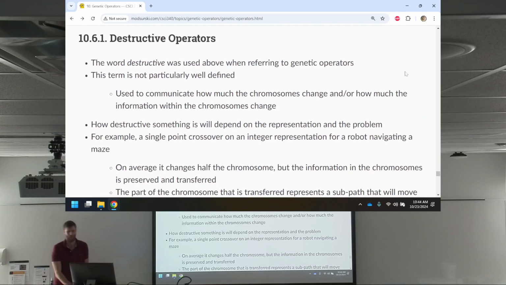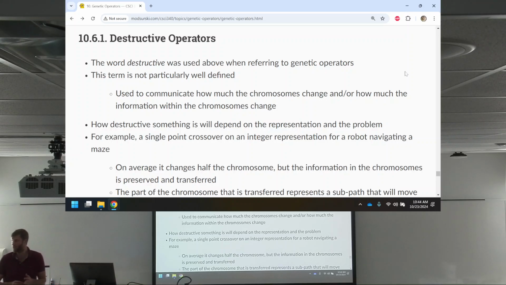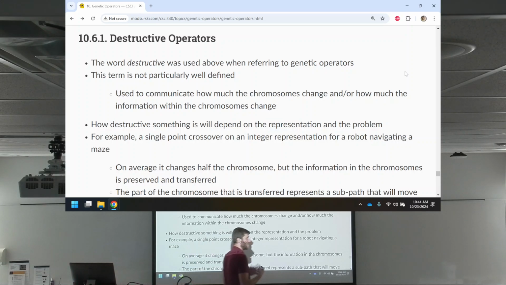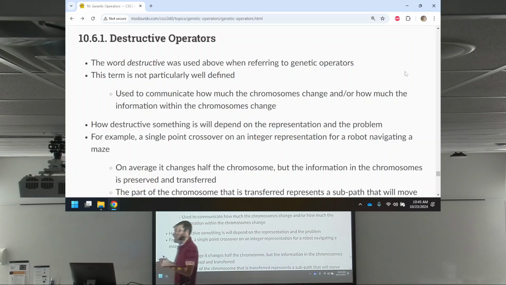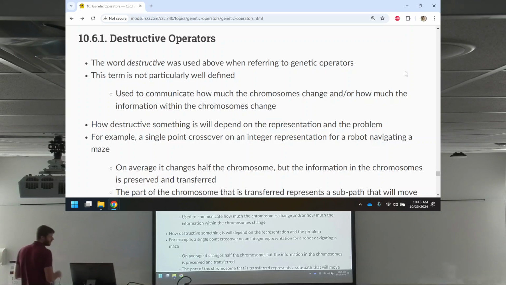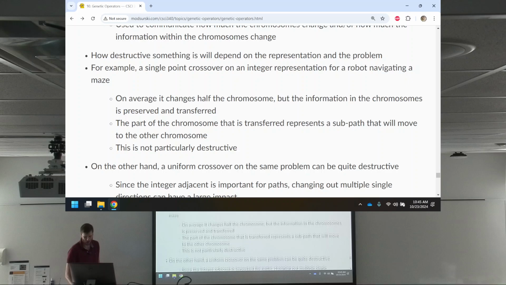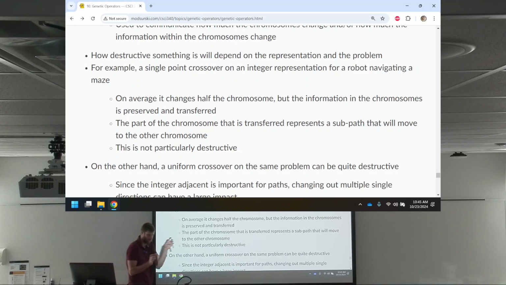All right, destructive operators. The word destructive was used above when referring to genetic operators. It's not really a well-defined term, but like I said before, it's this idea of how destructive something is depends on the representation and the particular problem. This is best described with an example like single point crossover on an integer representation for a robot navigating a maze. On average, it changes half the chromosome, but the information in the chromosome is preserved and transferred, right?